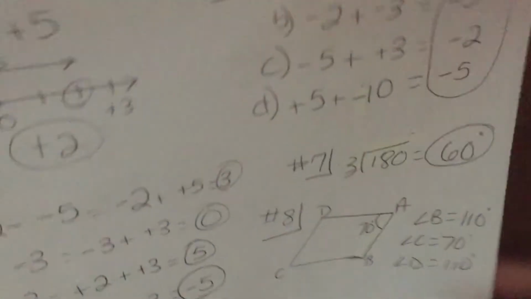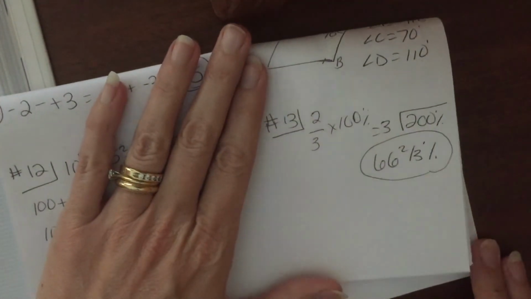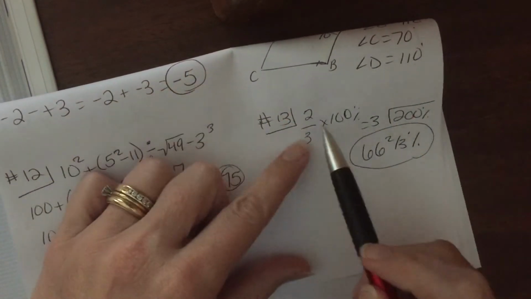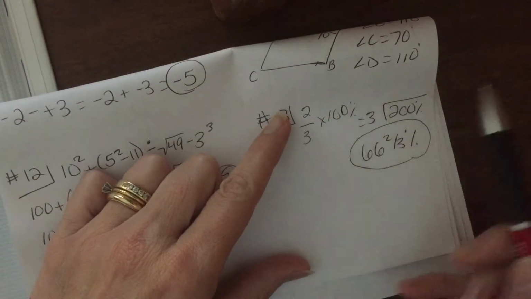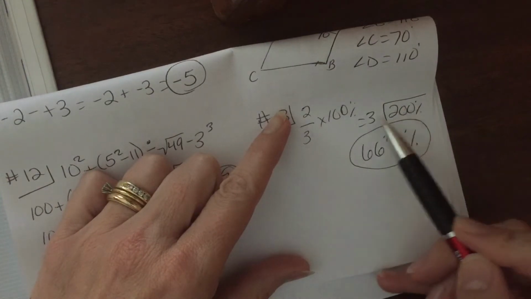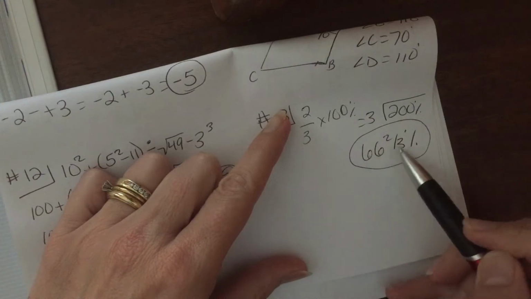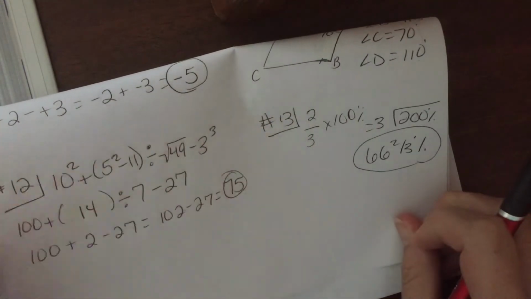Number 13. It says we want to take 2/3 and change it to a percent. So I said 2/3 times 100% gives me 200% over 3, which means 200% divided by 3. When I divide 200% by 3, I get 66 and 2/3%. That is a good one to memorize, okay?